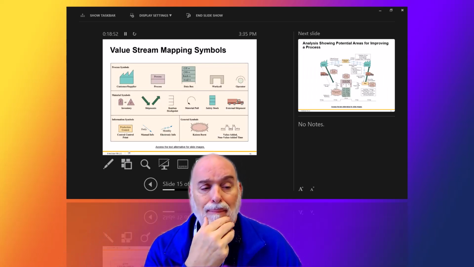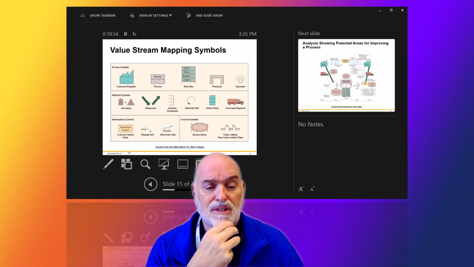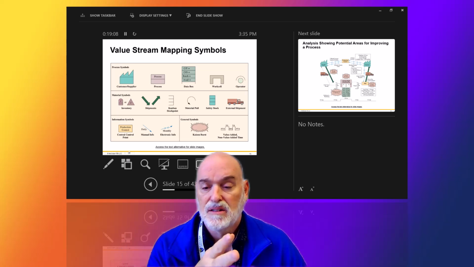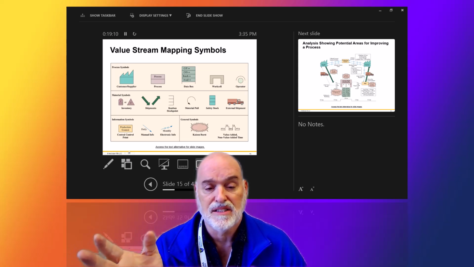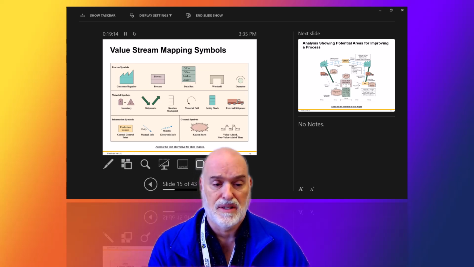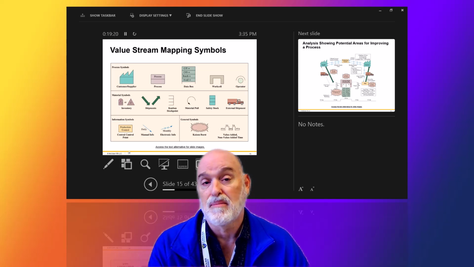Value stream mapping. Here's process symbols: customer, supplier, process, the data box, work cell, operator. Here's material symbols and information symbols. And you just put that together. You basically walk through what your process is. Sometimes people design this without having any system in place because they've got to design a new production facility, a new value stream map.